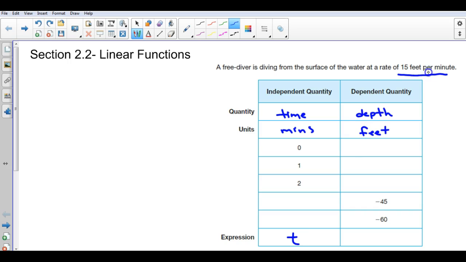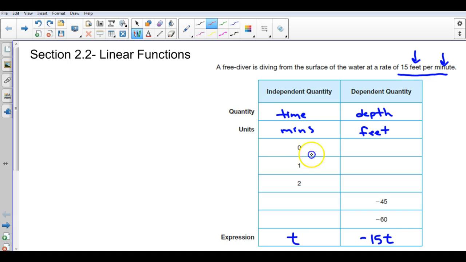So notice my rate of change here is the 15, which is relating my output unit to my input unit. It relates your dependent to your independent: feet per minute. And for my expression, since it's a negative value because we're going underwater, it'll be negative 15 times however many minutes they're underwater.